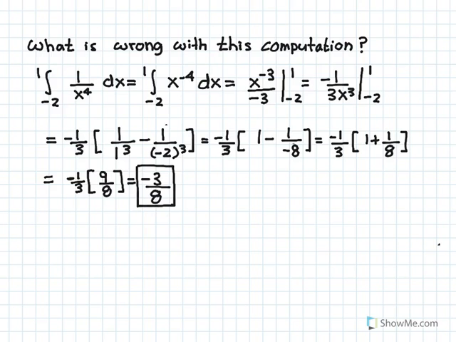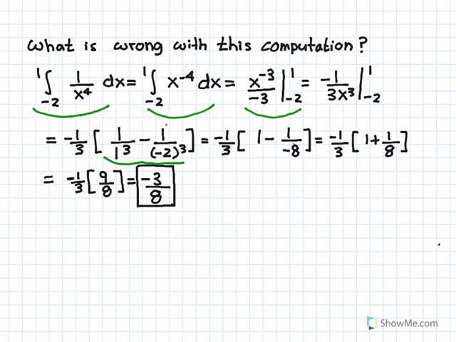Here we have some computation, and we want to know why this is a wrong computation. So we have the integral from negative 2 to 1 of 1 over x^4 dx, and we rewrite this as the integral of x^(-4) dx. Reversing the power rule gives us x^(-3) divided by -3, evaluated from -2 to 1. So now putting the upper limit in, we get -1/3 times 1 over 1 cubed minus 1 over (-2) cubed. When it's all simplified, we get -3/8.